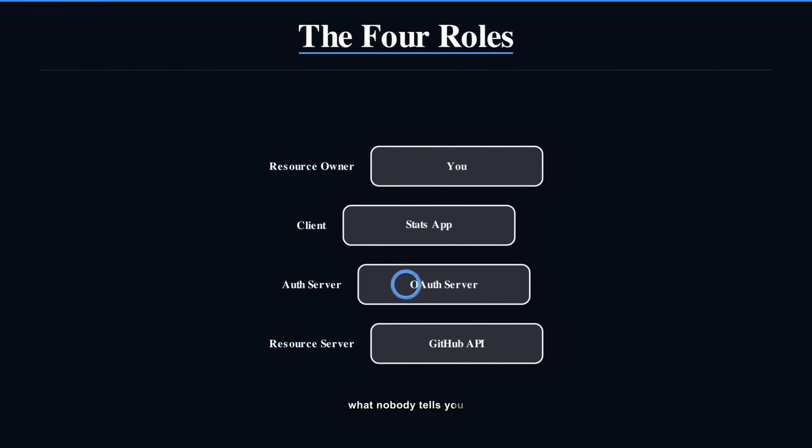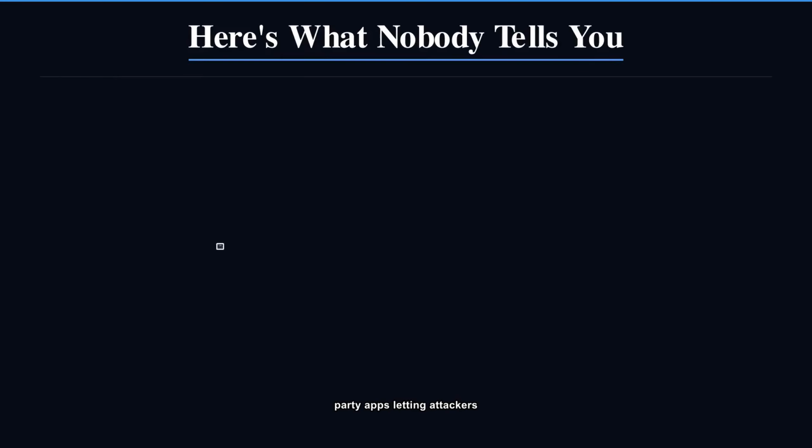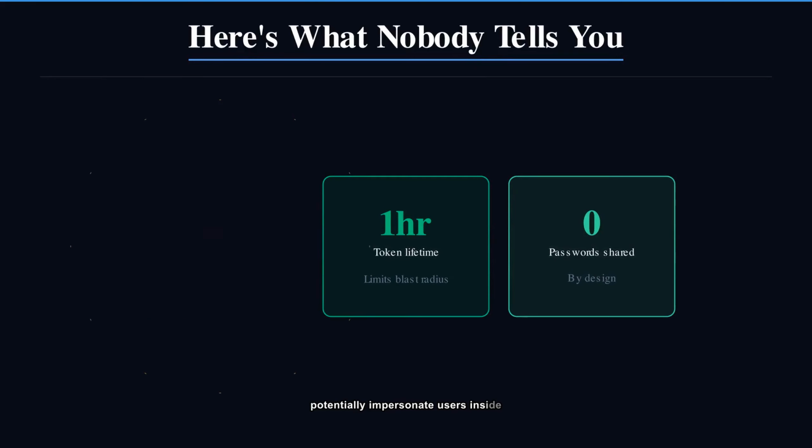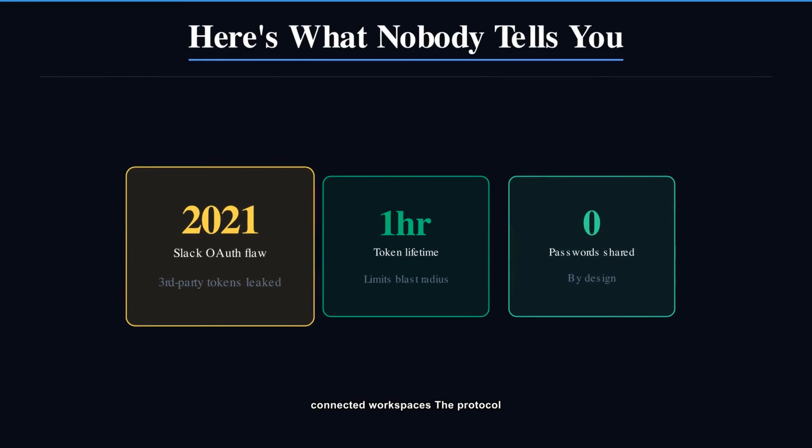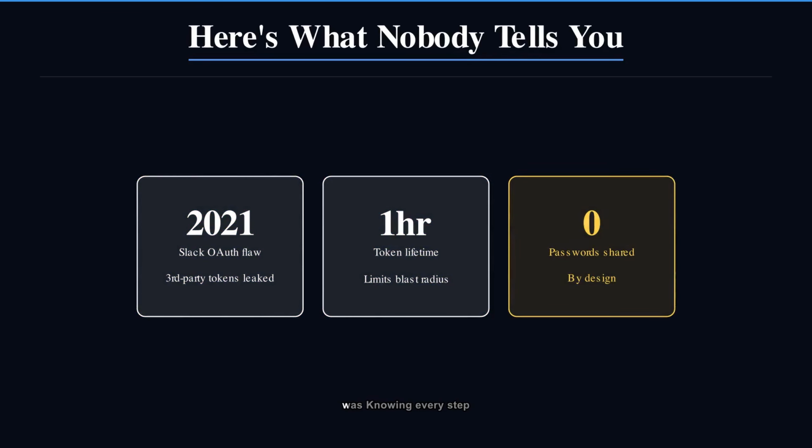Here's what nobody tells you. OAuth security failures still happen. In 2021, a Slack OAuth vulnerability exposed access tokens for third-party apps, letting attackers potentially impersonate users inside connected workspaces. The protocol wasn't broken, the implementation was. Knowing every step of this flow is what separates senior engineers from the rest.